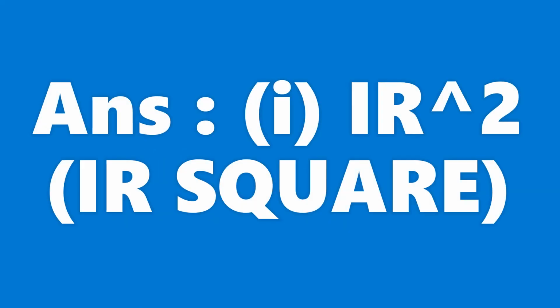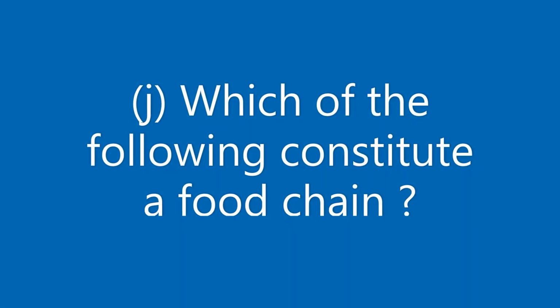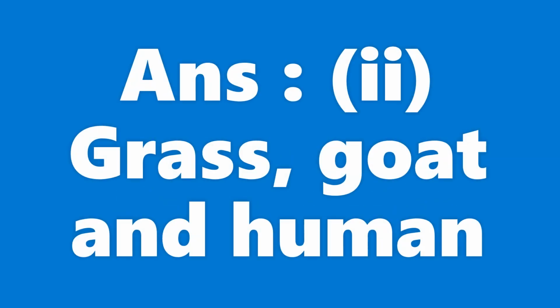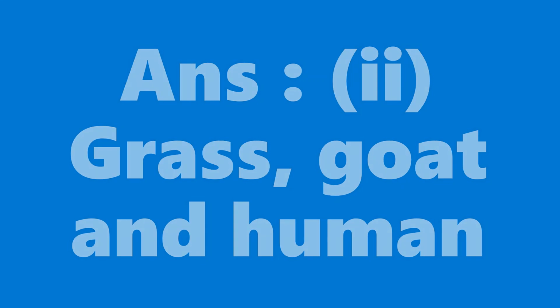Next, which of the following constitute a food chain? Options are given below. Number 1, grass, fish, and goat. Number 2, goat, cow, and elephant. Number 3, grass, goat, and human. Number 4, grass, wheat, and mango. And answer of this question is number 3, grass, goat, and human.